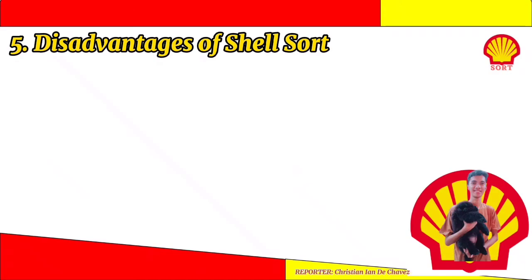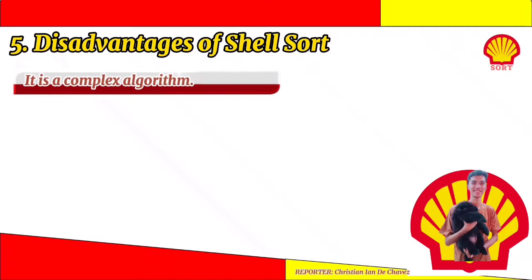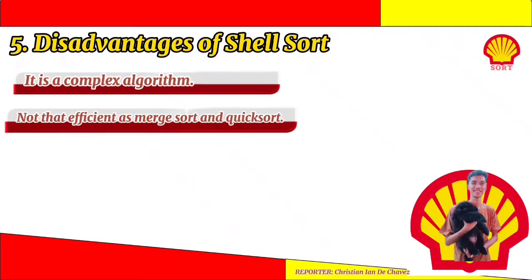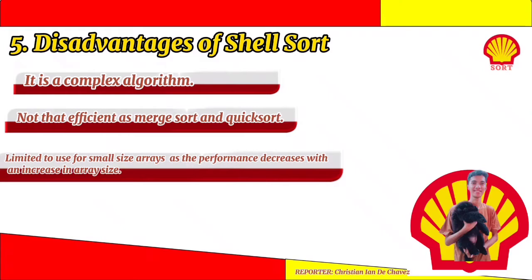If there are advantages, shell sort also has disadvantages. Let me explain the disadvantages of shell sort. The disadvantage is, it is a complex algorithm, not as efficient as merge sort and quick sort. Also, it is limited to use for small size arrays as the performance decreases with an increase in array size.